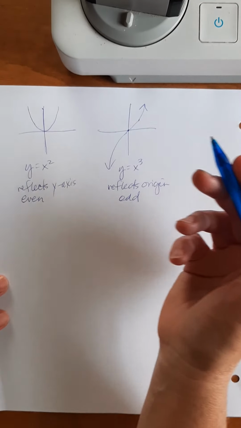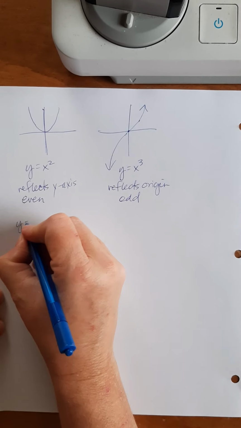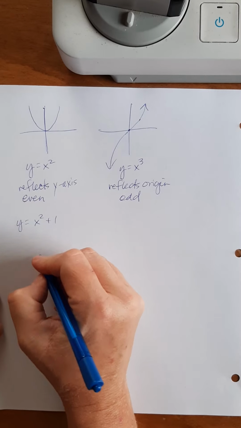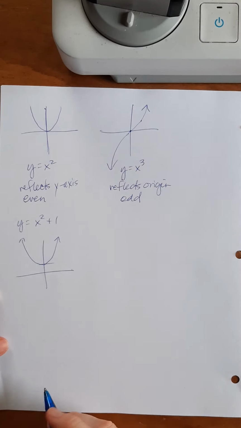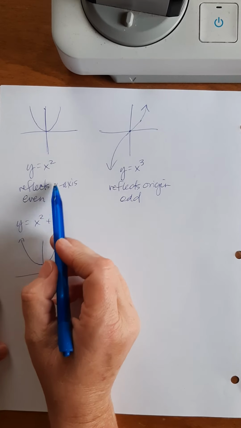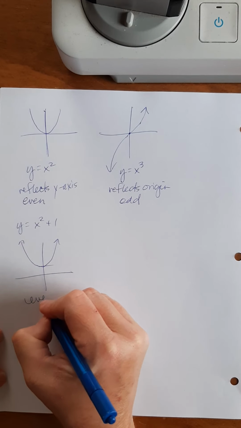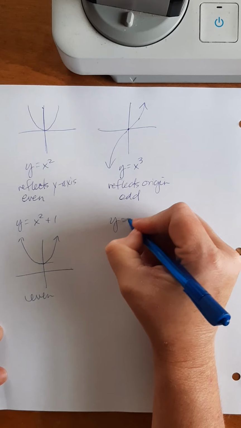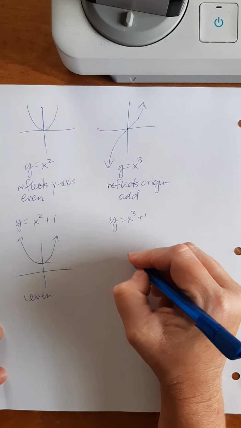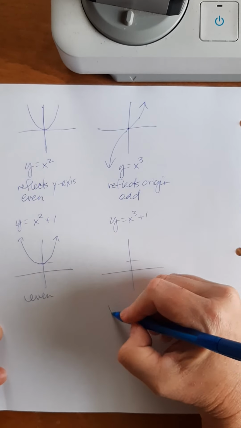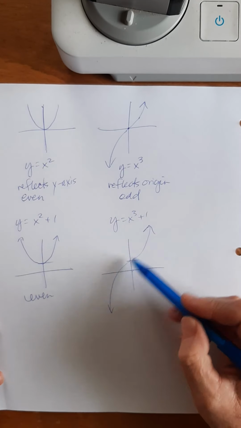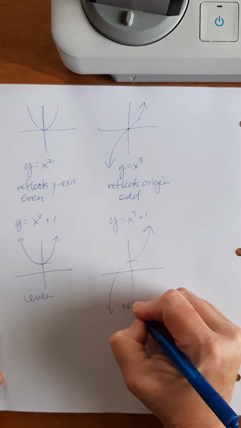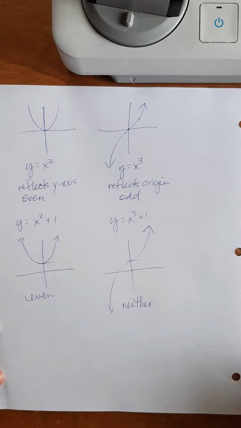Now notice how this one, let's say if I did x² + 1, if I went up 1 and then did a parabola, notice how it still reflects on the y-axis, so it's still even. But notice how if I said x³ + 1, if I went up 1 and did my cube, there's my origin. It's not reflected across the origin. So it'd be neither.